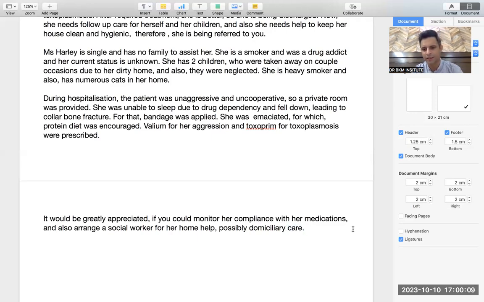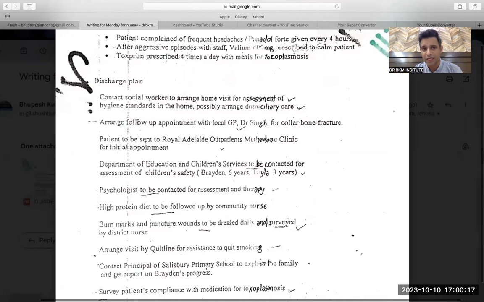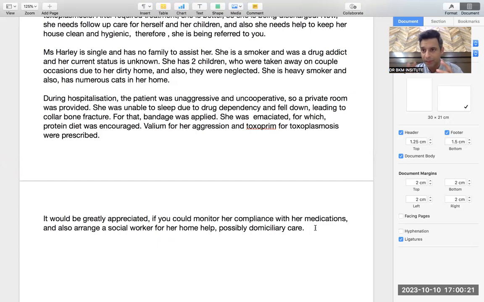So there is nothing. Then second sentence, now passive voices. First sentence is "It would be greatly appreciated if you could." That is the first sentence you make. Then you make passive voices. Arrange follow-up appointment with local GP. So it should be plus third form, the passive voice. So appointment with local GP should be arranged. That is how simple it is.